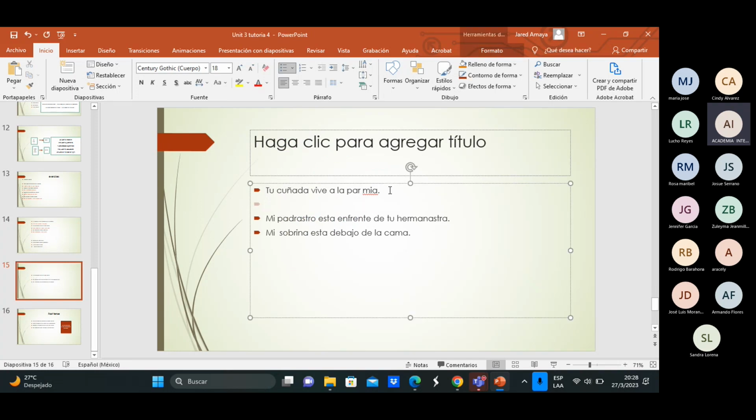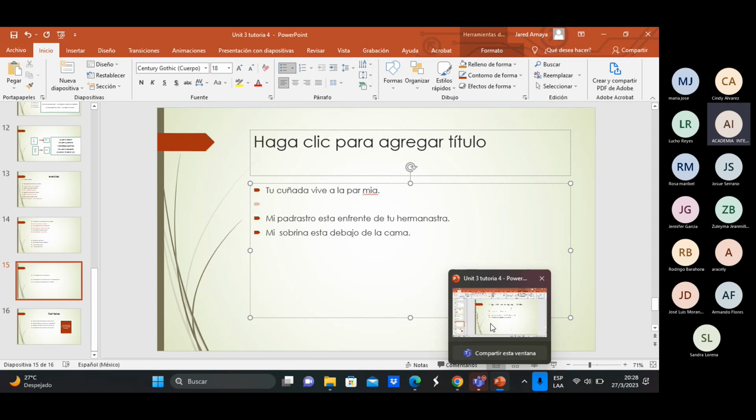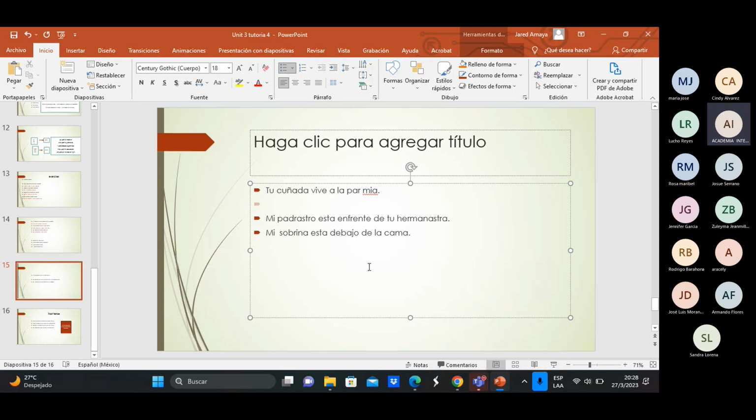Now we have another example. Someone else want to participate? ¿Alguien más quiere participar? How would I say, or how we can say it in English, cuñada? How would you say it in English, cuñada? I think that you already know, but maybe you don't want to participate. Okay, Rodrigo, go ahead if you have an idea about it.